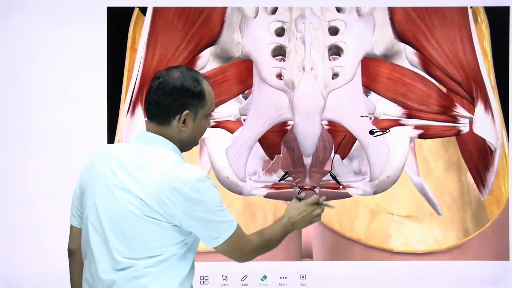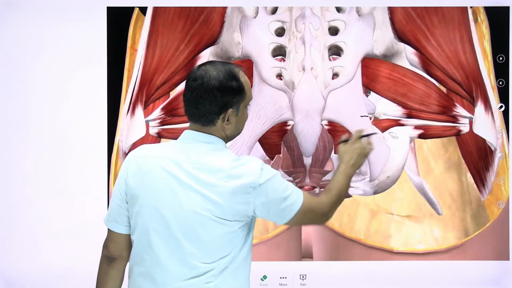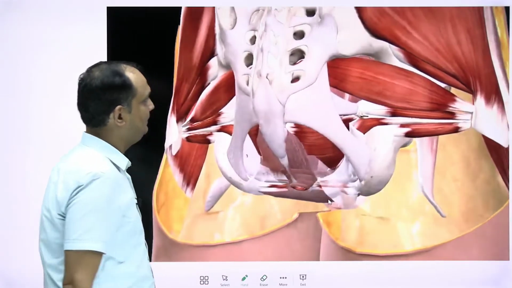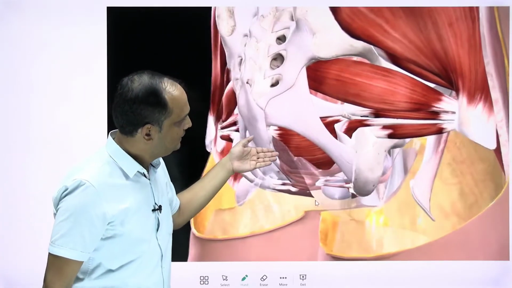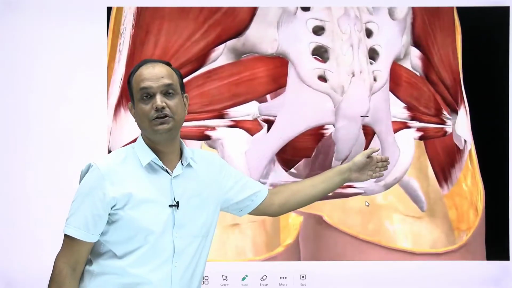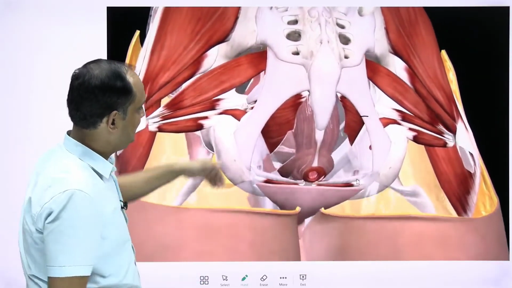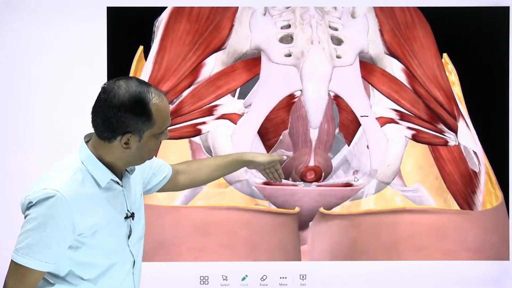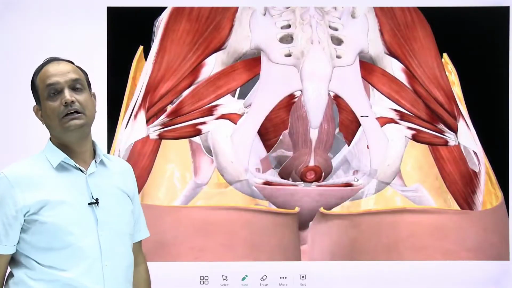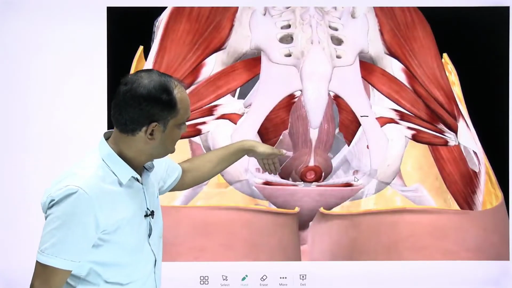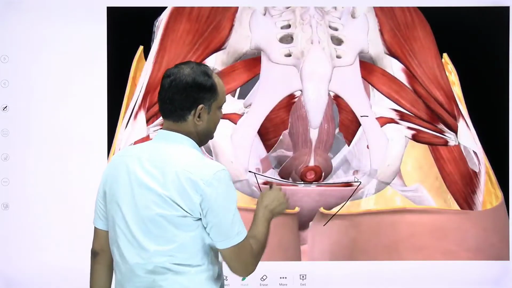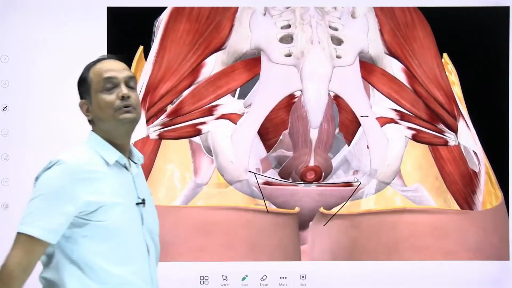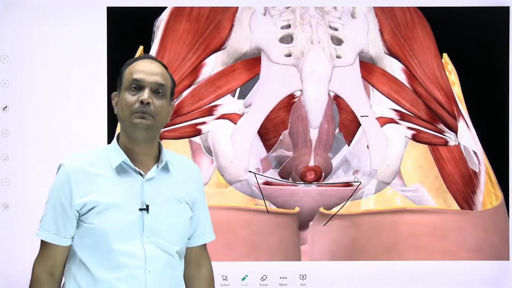Now, when you see from below, what you are able to understand is that in the lower part this is the fossa which is giving the anterior extension, and that anterior extension goes above your urogenital diaphragm, and approaches the posterior part of the pubic bone.